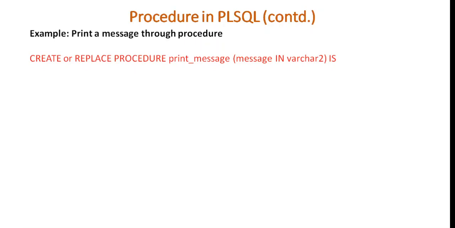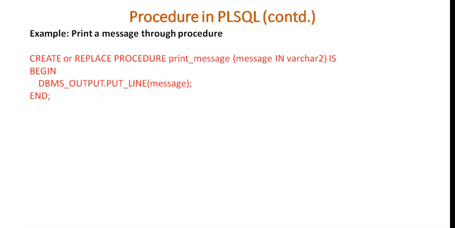So here I have written the parameter message. Message is my parameter name. Then I have written IN, that is, message is of IN type, and VARCHAR2 is the data type of that parameter, which is an input parameter. And I have written IS because this procedure is not a part of any package or PL/SQL block. It is a standalone procedure. Instead of IS, you can write AS also.